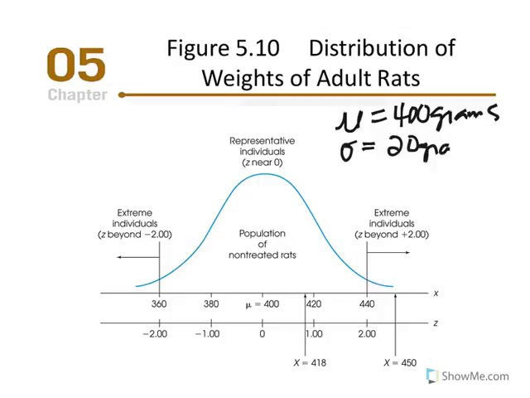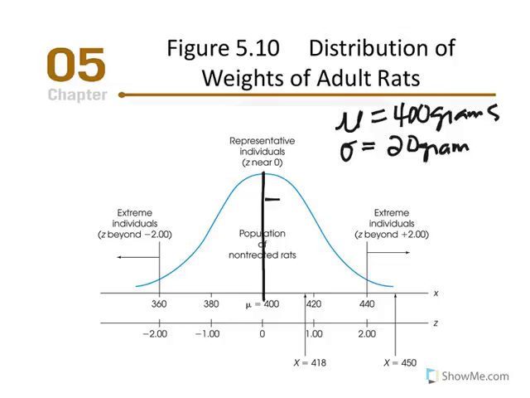So again, by definition, that says that the majority of adult rats weigh 400 grams, but there's variation in that weight, and on average, these rats deviate from this average of 400 by 20 grams. So again, we're understanding that from the center here, right?